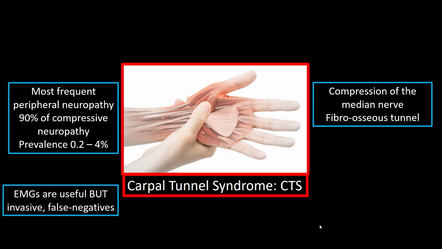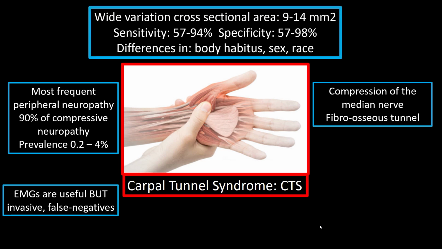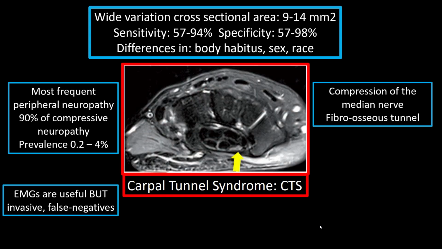EMGs are useful, but they're really invasive. They're sometimes not very accurate, and there's false negatives. The other problem with this anatomic area is that there's a wide variation of normal here. My carpal tunnel is a different size than someone that's really tall or bigger. So there is just a lot of biophysical differences, and so it's hard to get a standard. The sensitivity and the specificity of diagnosing carpal tunnel varies widely. Again, it can differ based on those biophysical profiles. Ultrasound can add a lot of value.